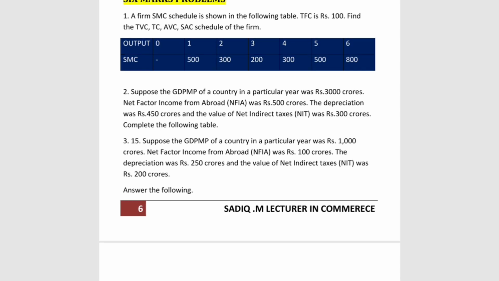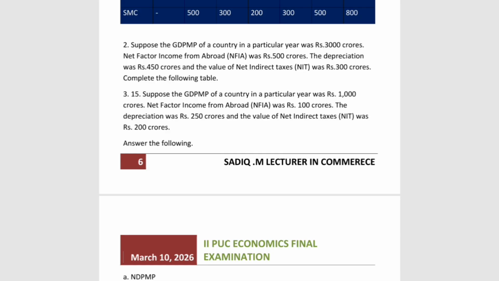The next important problematic question I have taken from national income accounting. These questions are very, very important because last year they asked the problematic question from national income accounting. Suppose the GDP of a country in a particular year was 300 crores, net factor income from abroad 500 crores, the depreciation was rupees 450 crores, and the value of net indirect taxes 300 crores. Complete the following table. They will give the identities and you need to calculate the equations and the values.